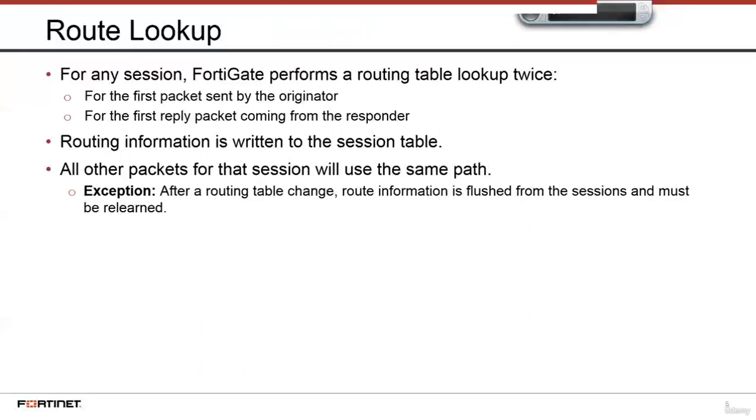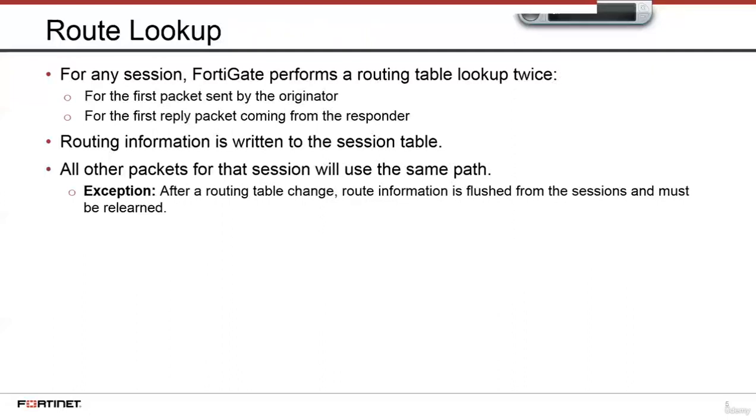By default, many aspects of FortiGate are stateful. That is, FortiGate decides many things at the beginning of a session when it receives the first packet. For each session, FortiGate performs two routing lookups: for the first packet sent by the originator, and for the first reply packet coming from the responder. After completing these two lookups, FortiGate writes the routing information to its session table. Subsequent packets are routed according to the session table, not the routing table.